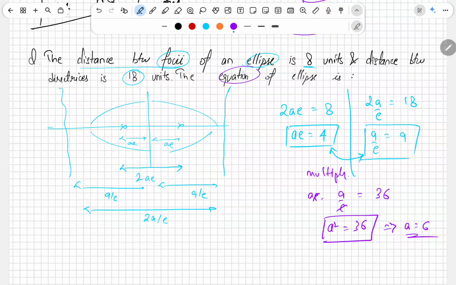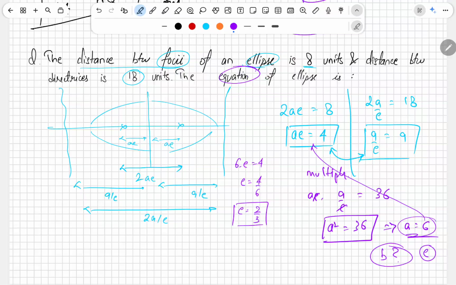Now we have to find the equation. So for that we also require b. We will calculate b by using eccentricity. Okay guys, so now a is equal to 6. Put this value over here: 6 into e is equal to 4. So e is equal to 4 by 6. e is equal to 2 by 3.